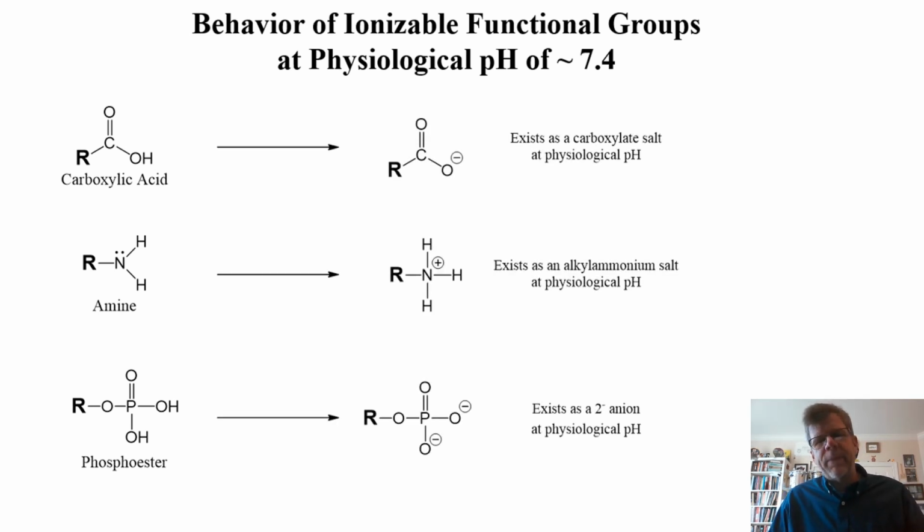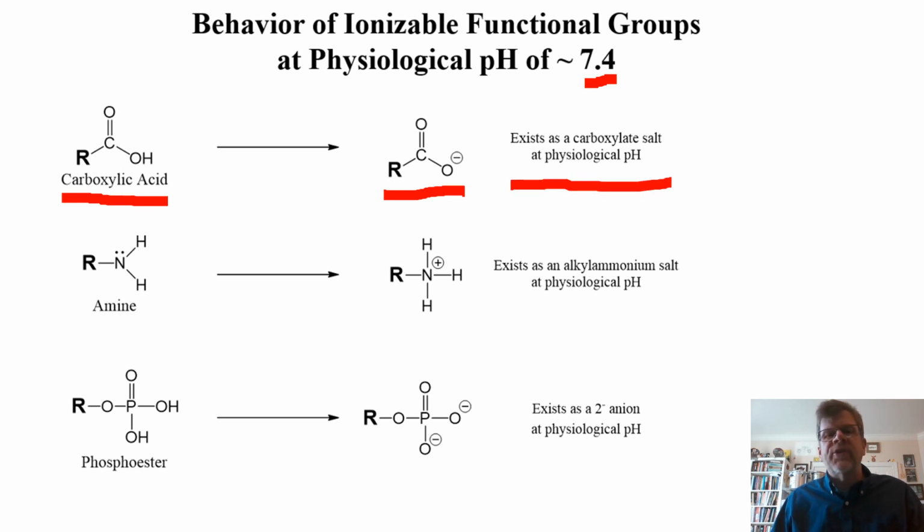Up on the top, let's look at what happens to the carboxylic acid. The carboxylic acid at physiological pH of 7.4, that physiological pH actually acts as a base all around that carboxylic acid, such that the carboxylic acid always loses a hydrogen ion and exists as its carboxylate salt. Always at physiological pH. It exists as a carboxylate salt. Never again at physiological pH will a carboxylic acid exist as a carboxylic acid, as we see here. It's always as a carboxylate salt.